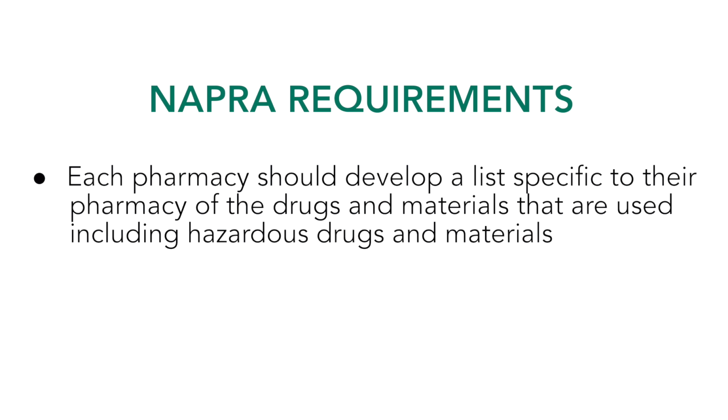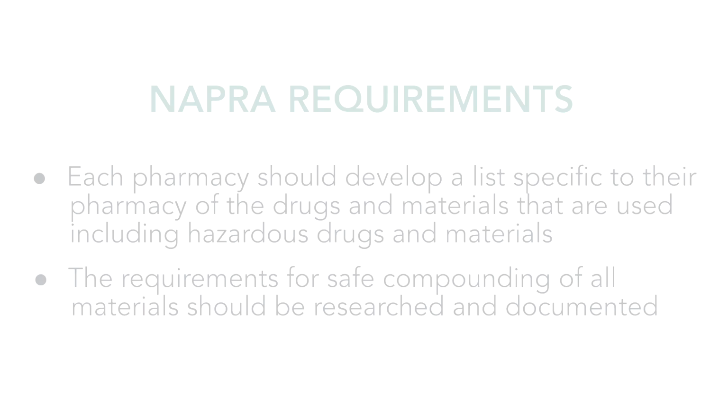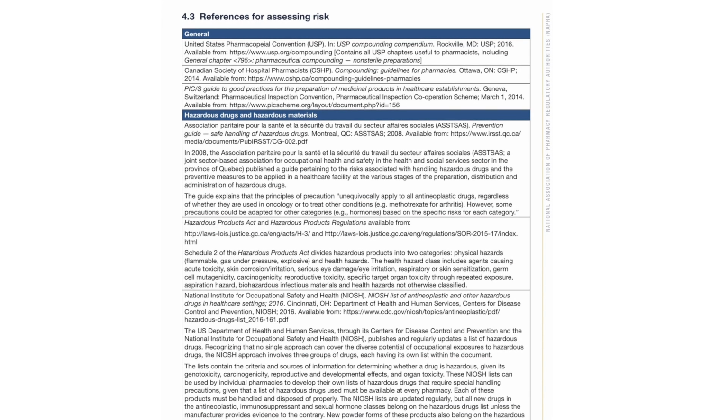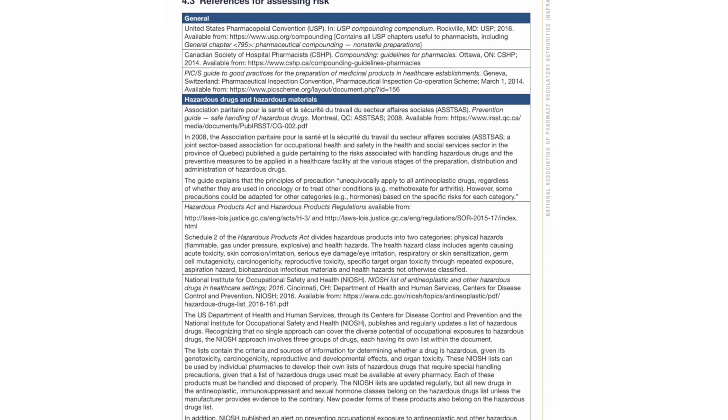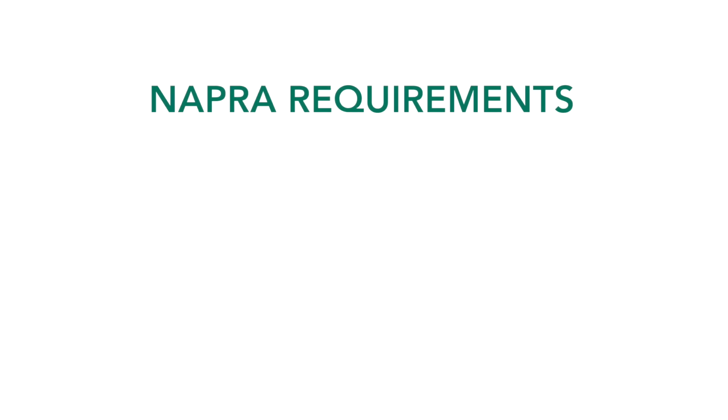Each pharmacy should develop a list specific to their pharmacy of the drugs and materials that are used, including hazardous drugs and materials. The requirements for safe compounding of all materials should be researched and documented. Some useful references to use for assessing risk can be found listed in Section 4.3 of the NAPR Model Standards for Pharmacy Compounding of Non-Sterile Preparations Guidance document. NAPR requirements include the following.